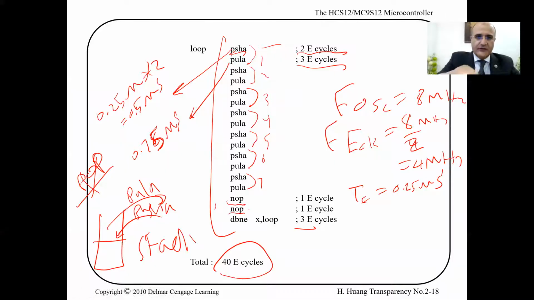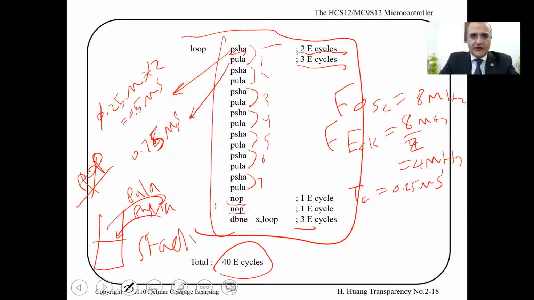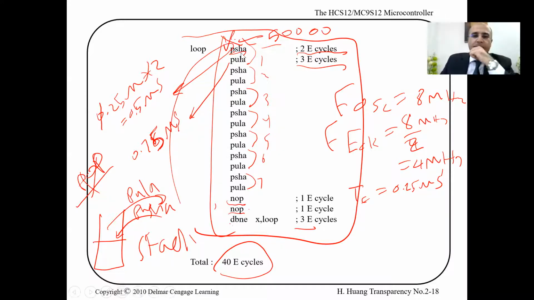This is one thing. You put a counter in X here. You initialize X with 50,000. Each time you check it and go back, so you get your delay. And we saw it, and we did this example.